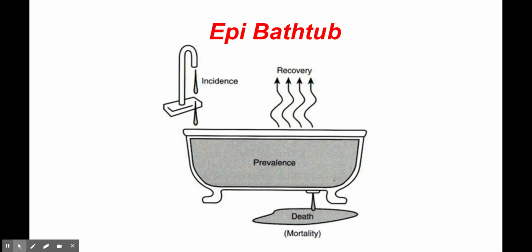One way for the water levels to change in a bathtub is when people die, they have left the population. So when mortality rates are very high, that can affect the prevalence of disease. Or if people are recovering quickly, that can also affect the size of the water.